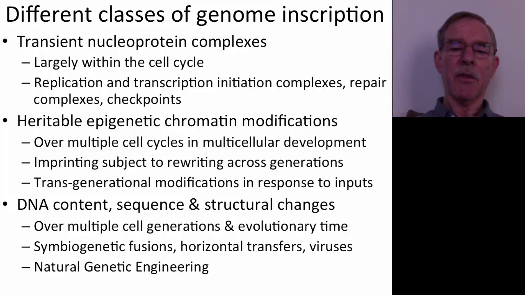Finally, there are inscriptions at the level of DNA content, DNA sequence, and structural changes to the genome. These, of course, are heritable over multiple cell generations and over evolutionary time. They arise because of various processes: symbiogenetic fusions of cells, horizontal transfers between cells, virus infections, and a whole variety of processes that I like to include under the title Natural Genetic Engineering.